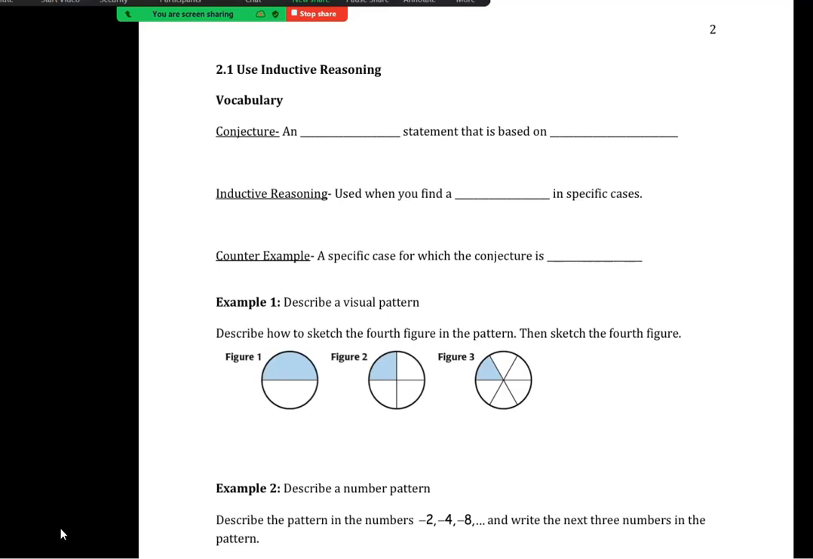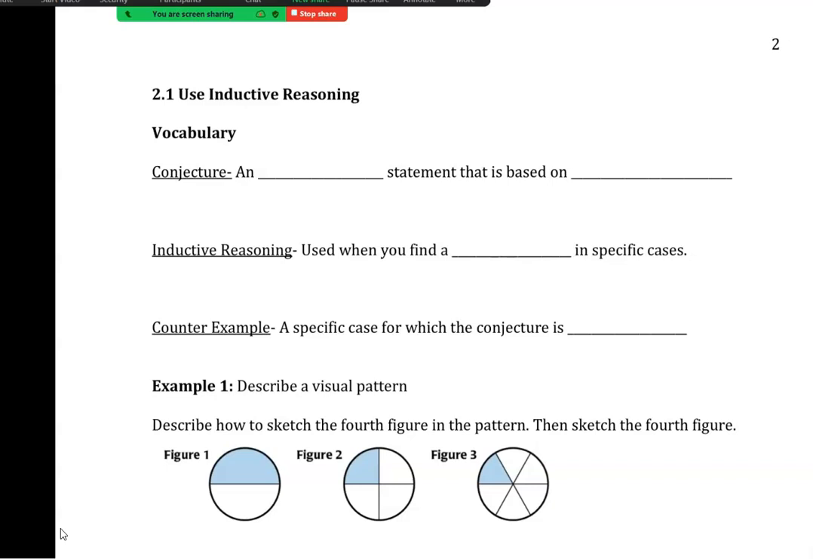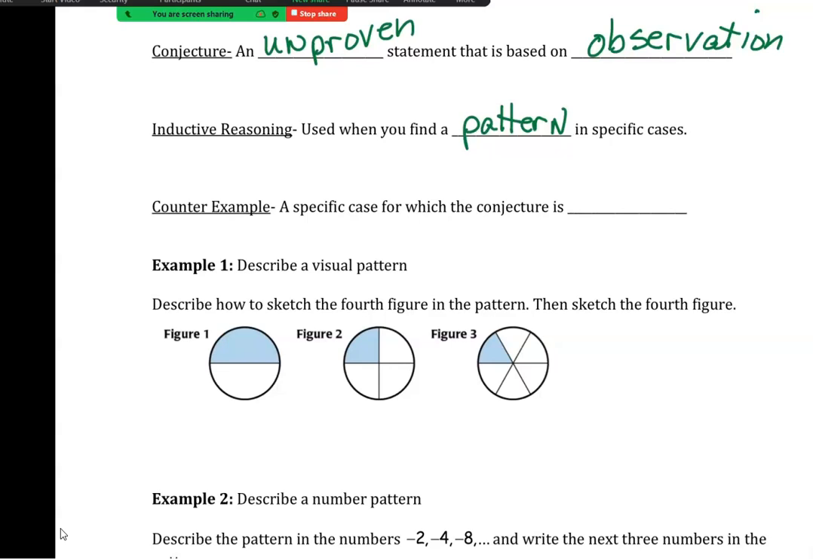Okay, so starting with vocab, a conjecture is an unproven statement that's based on observation. Inductive reasoning is used when you find a pattern in a specific case. And a counterexample is a specific case for which the conjecture, so the unproven observation, is false.